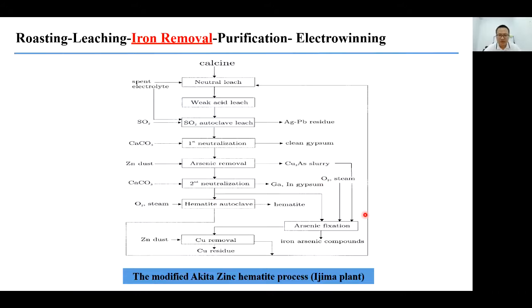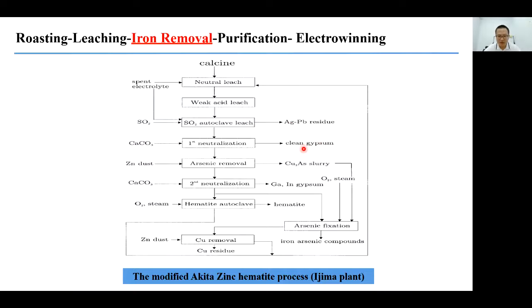And this is, I think, one of the most advanced zinc hydrometallurgy processes in the world. So this is Akita Zinc in the Iijima plant. We can find the neutral leaching with acid leaching. So we are using sulfur dioxide autoclave leaching. So here we are producing one residue which is rich with silver and lead. And after that, for the first neutralization, we are using calcium carbonate.